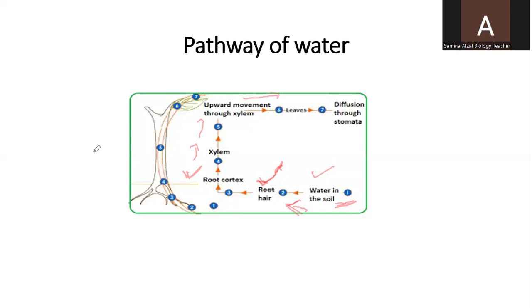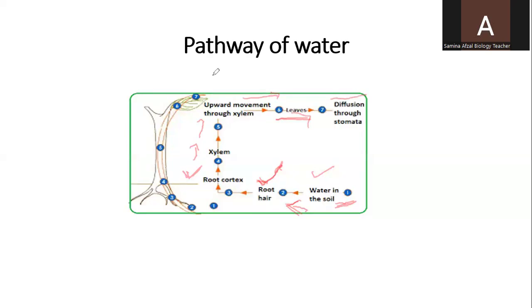Now leaves will have lower water potential as compared to xylem, because water movement is unidirectional. That is, it moves always from the roots towards the upper parts of the plants. Then it will enter into the leaves through stomata by the process of diffusion, and then it enters into the different parts of the leaf, and then extra water will be evaporated through the stomata. So it was all about the pathway of water.